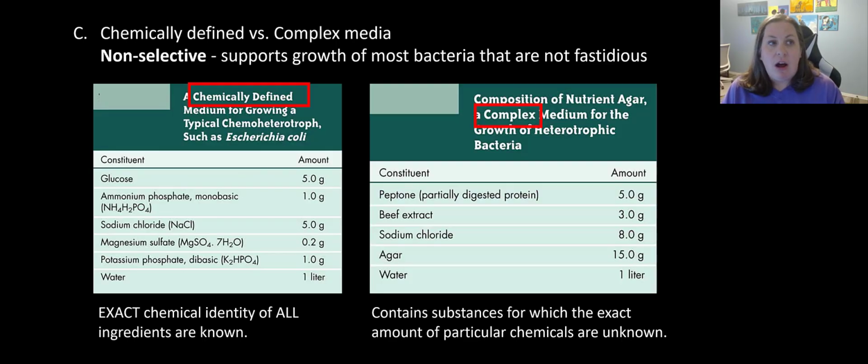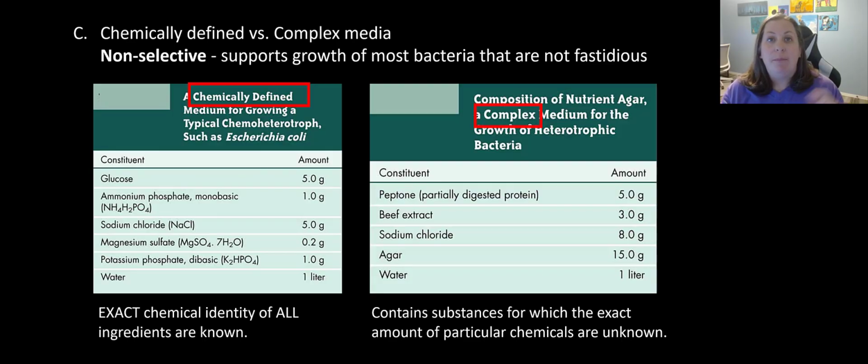These are going to be for non-selective growth. This is going to support growth of most bacteria that are not picky, that are not fastidious. If you look at the chemically defined, you'll notice that every chemical is defined in the nutrient chart. You'll see that it tells you how much glucose, how much sodium, how much potassium, how much water. It gives you amounts. This is the exact chemical identity of all the ingredients that are known. That means that that agar is chemically defined.